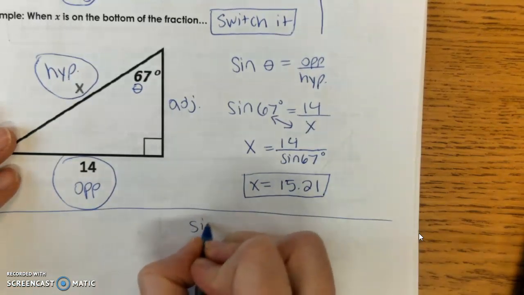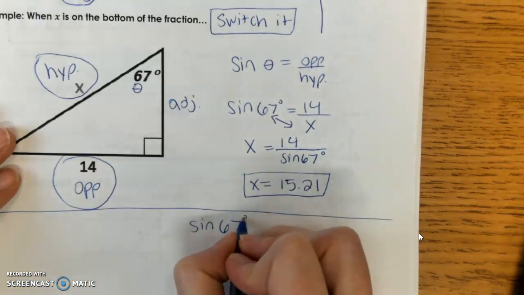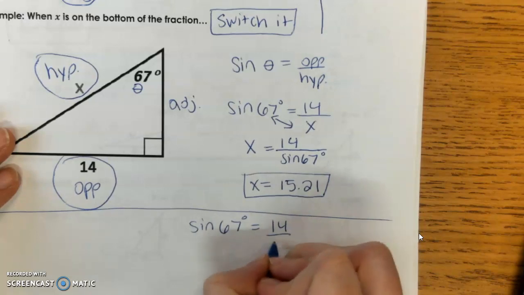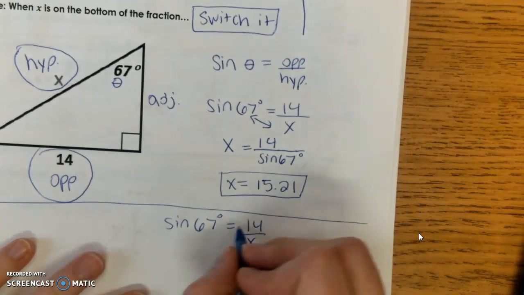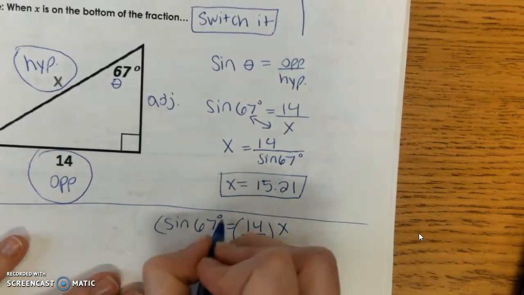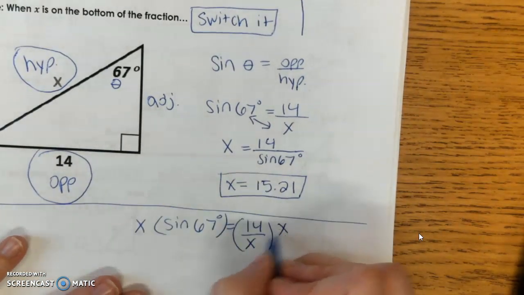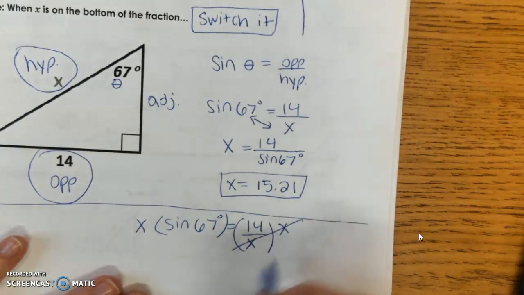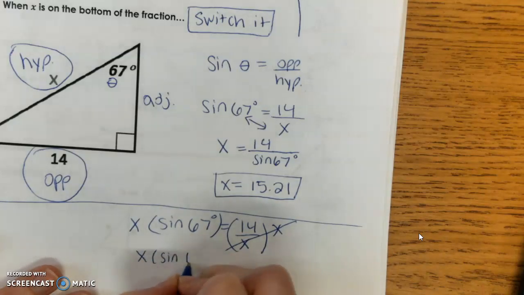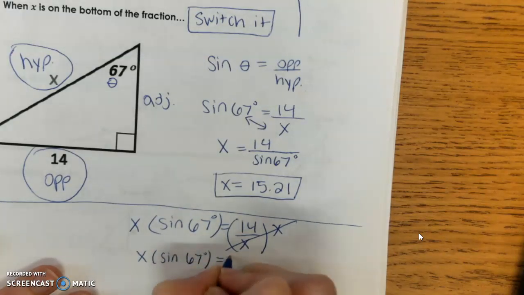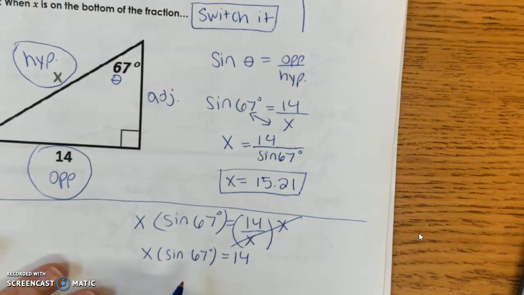All right, if I'm given sine 67 degrees is equal to 14 over x, if I want to get x by itself, what I can do is multiply both sides by x, right? Because I want to get x out of the denominator. So if I multiply both sides by x, that cancels out x on this side. And I'm left with x multiplied by sine of 67 is equal to 14.